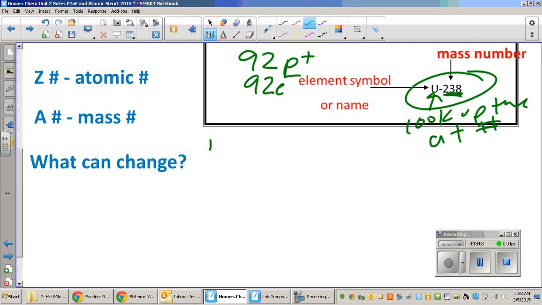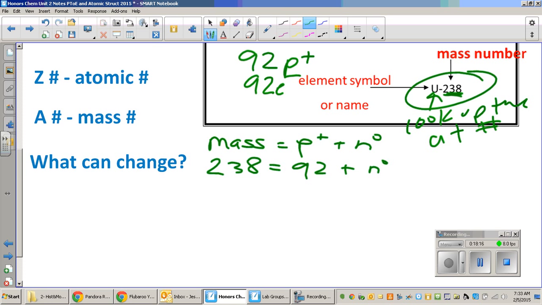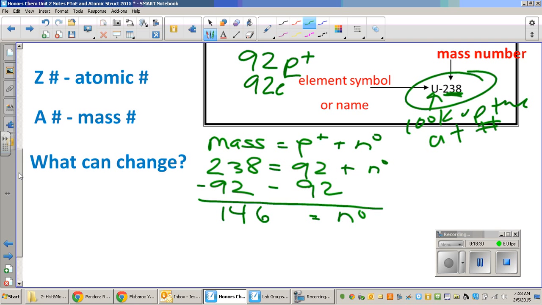Because if mass was protons plus neutrons, then what you would say is 238 is equal to 92 plus neutrons. So you're going to subtract 92 from both sides to get your neutron count. So that's like 3 plus 8, 146, I think, neutrons. I think so. So it's not that bad. You just have to remember mass is equal to protons plus neutrons. And we're good.